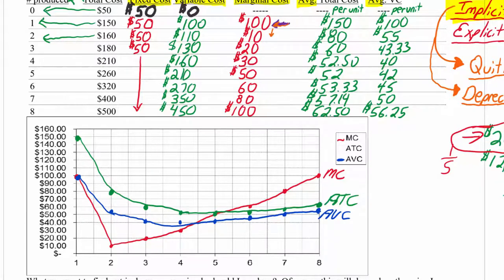Another reason is I might have to start paying you overtime. In many countries, including the United States, as we produce more units, and we keep you later and later through the day, at some point we have to start paying you 150% of your wages for additional hours. So that might be another reason why this marginal cost goes up as we produce more units.